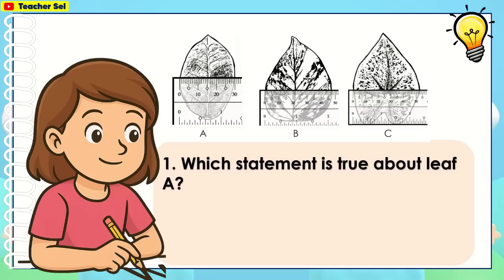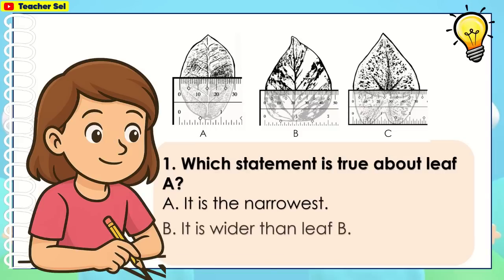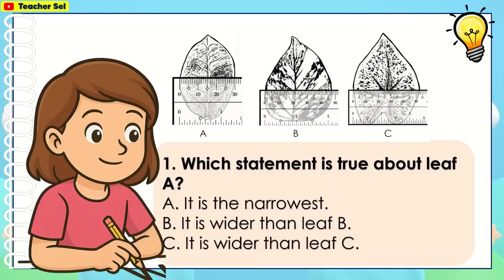Which statement is true about leaf A? A. It is the narrowest. B. It is wider than leaf B. C. It is wider than leaf C. You're right. The correct answer is A. It is the narrowest.